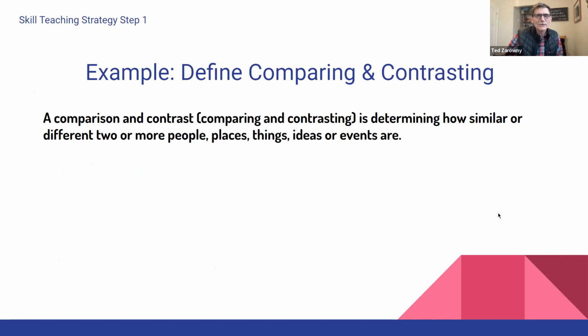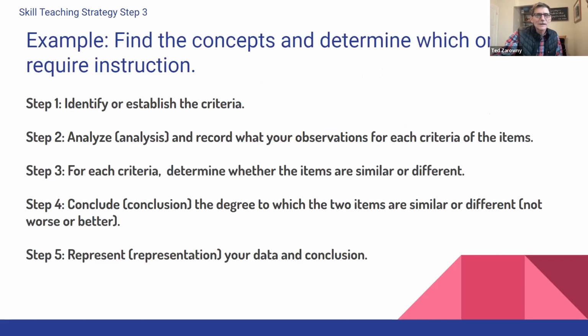So I'm going to give you a really quick run through right now with comparing and contrasting. A definition might be that comparing and contrasting is determining how similar or different two or more people, things, or places are. Step 3 is really then looking for the steps. So here are the steps. First of all, when we compare anything, we're going to have to establish criteria. What are we going to compare them on? You can compare apples and oranges because if you choose criteria, such as flavor or color and so on, we can compare and contrast them.